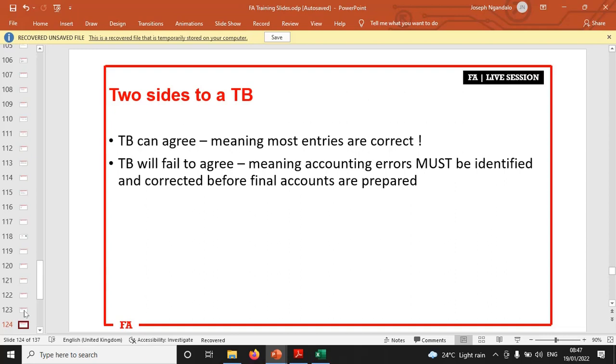We need to know that the trial balance can either agree or fail to agree. Meaning, accounting errors must be detected. You have to identify those accounting errors that have already been detected by your failed trial balance, and you need to correct those accounting errors before final accounts are prepared. We're not supposed to be washing dirty linen in public.